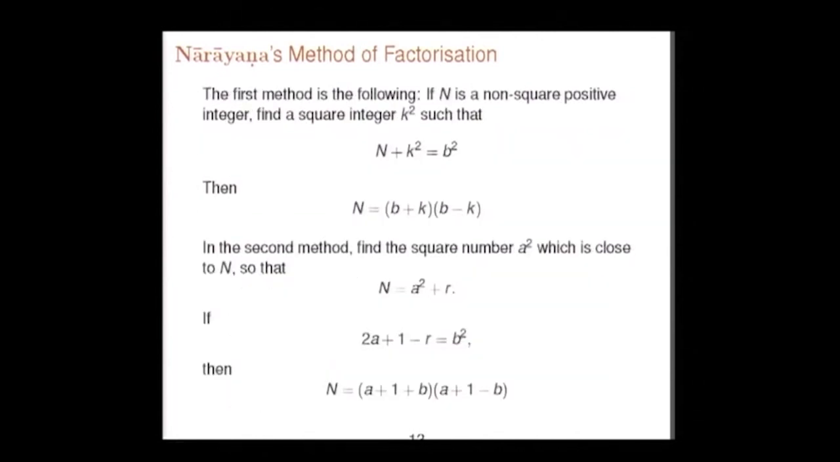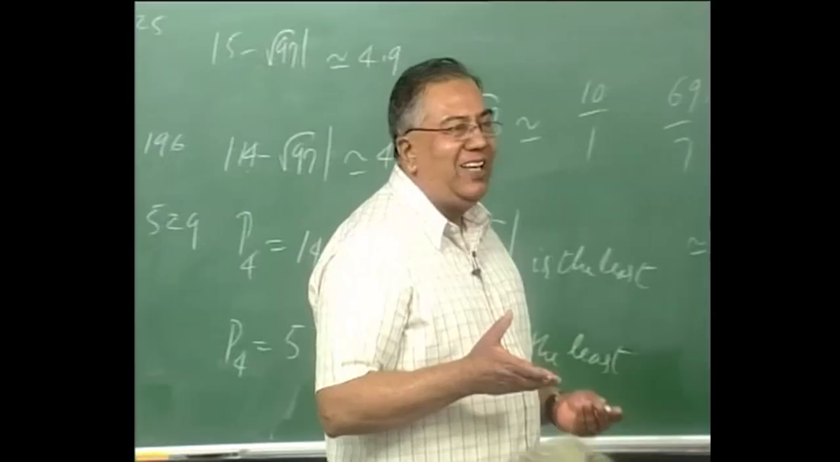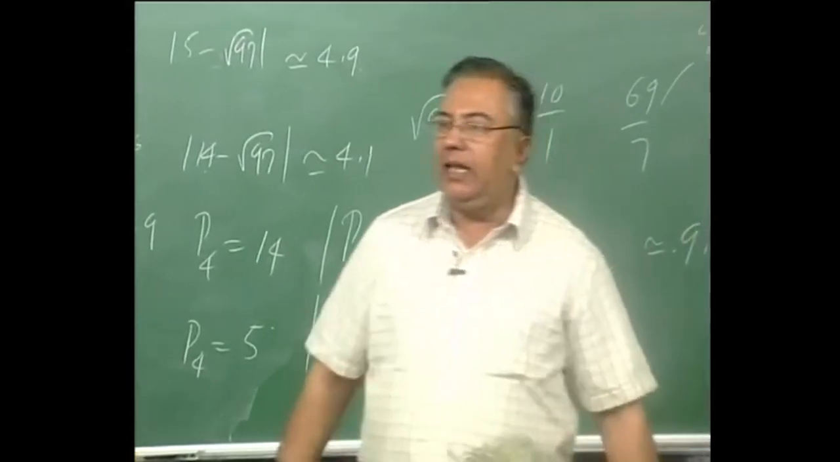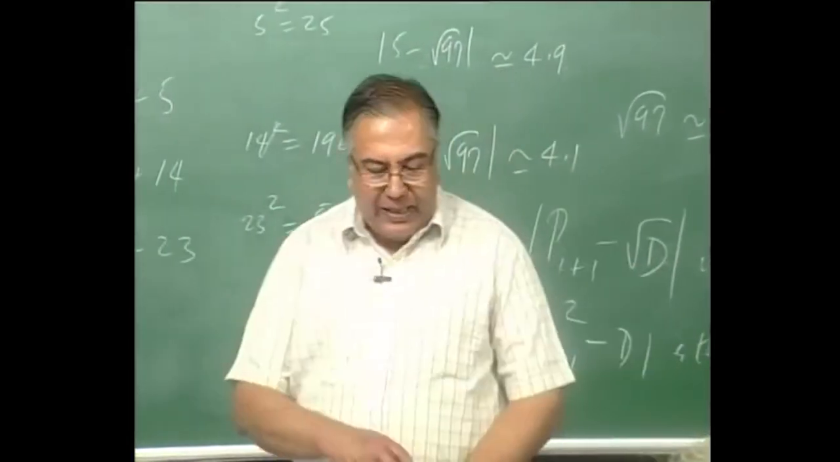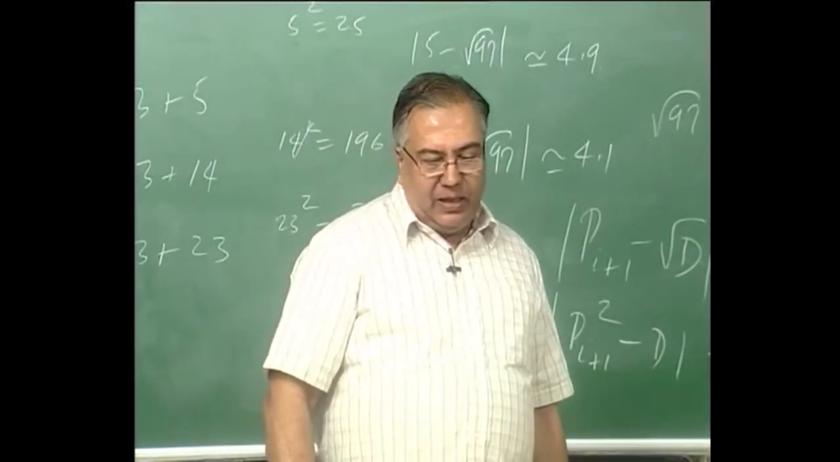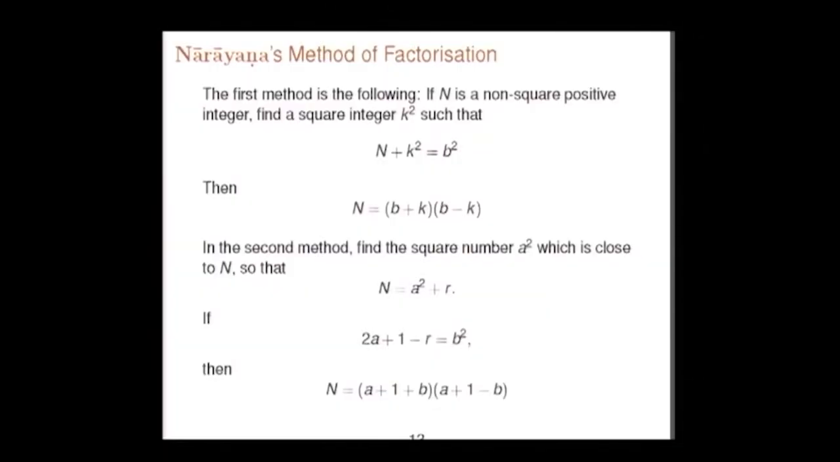First method he is saying is, if n is a non-square positive integer, find a square integer such that n plus k square is also square. Then n is equal to b plus k into b minus k. Of course, if you succeed, then it is well and good. If you do not succeed, this is somewhat simplistic. Then the second method, n is a number you want to factorize. The first starting method was you start with 2, 3, 5, 7 and go on dividing.